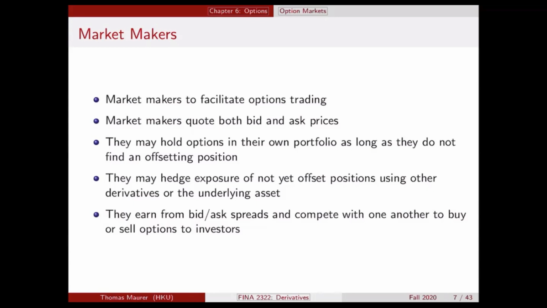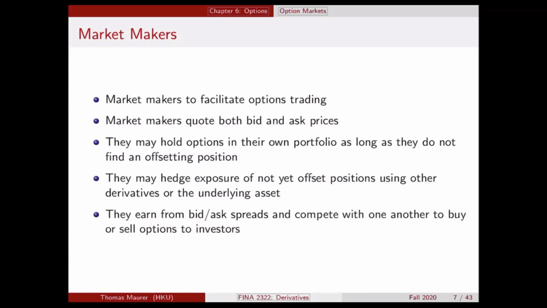Now, why are you willing to trade with these market makers? Well, first of all, they can earn that spread because they're always there for you to trade. So you don't have to wait until someone else enters the market. So it helps you to make trading easier, and therefore you're willing to pay some fee for that.